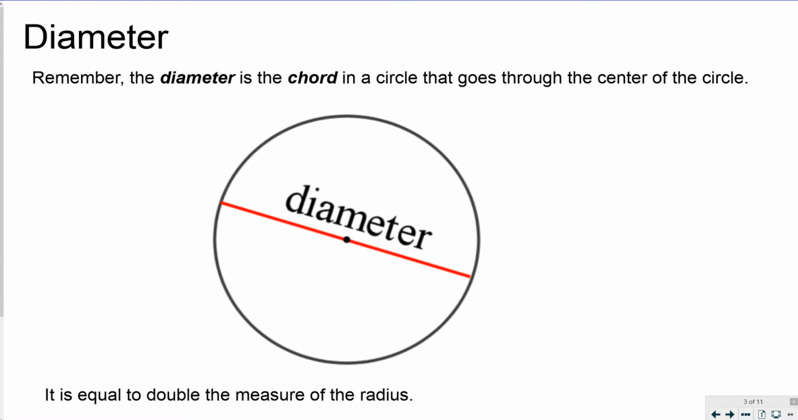So the diameter is the chord in a circle that goes through the center of the circle. So it must go from end to end. And it's equal to double the measure of the radius. So we will always be aware that diameter is equal to 2 times r, which means if we want to calculate the radius, we're going to divide the diameter by 2.